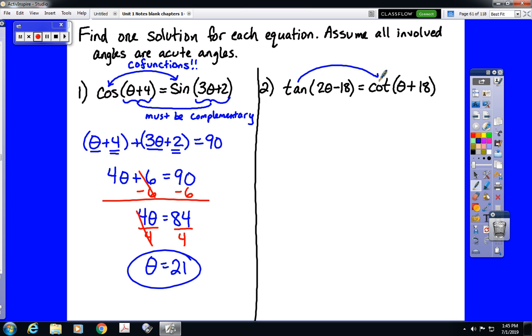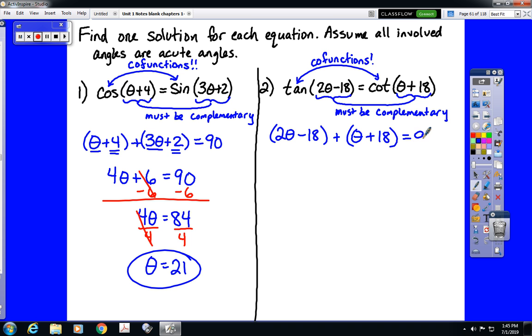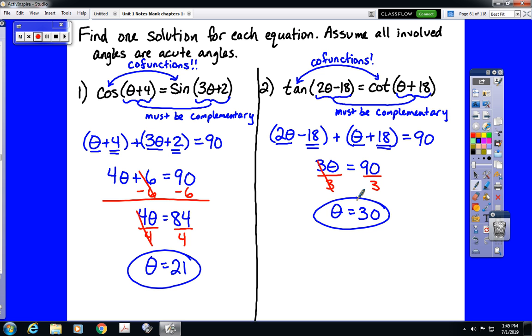Same idea here on number 2, just another example. Tangent and cotangent are cofunctions, which means that these two angles must be complementary. So we say, okay, 2 theta minus 18 plus theta plus 18 equals 90. Add like terms gives us 3 theta equals 90, because the 18 and the negative 18 would cancel each other out. Divide by 3, and we get theta is 30 degrees. Again, you could plug that back in up above. You would get that the two angles up above are 42 and 48 degrees, which are complementary, meaning we are probably correct. That'll do it for this video.